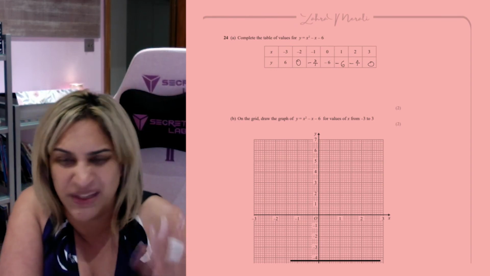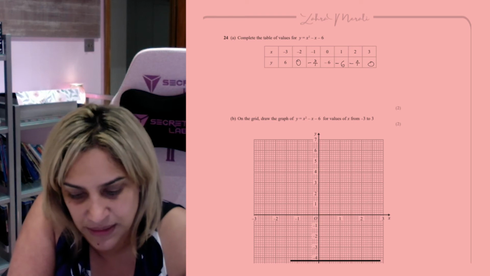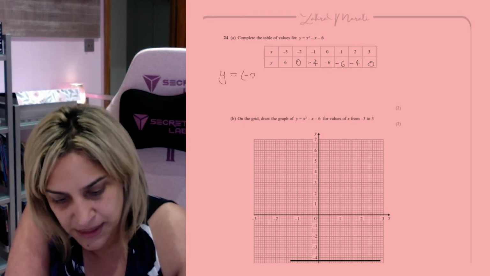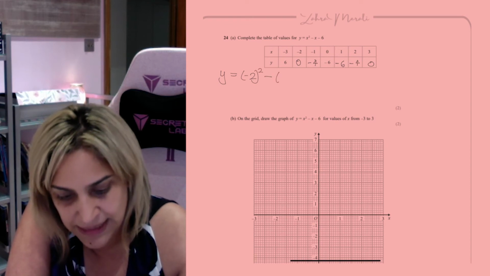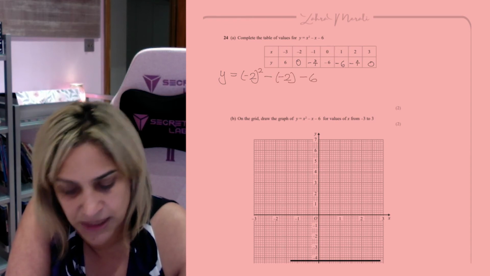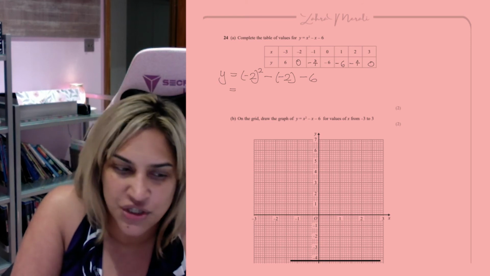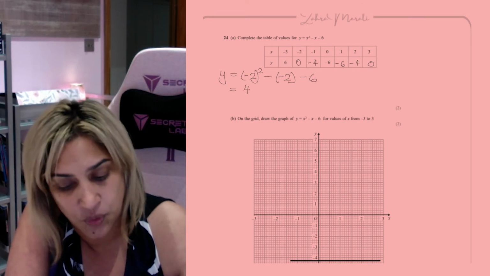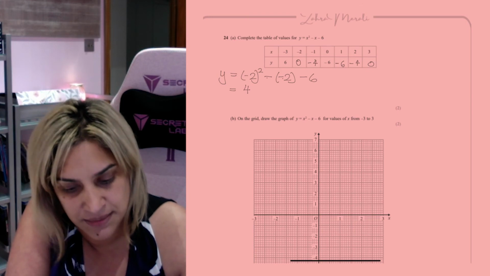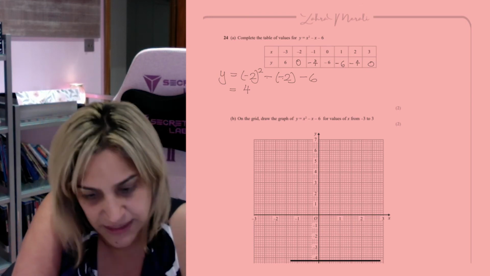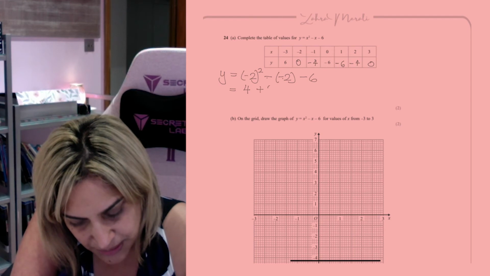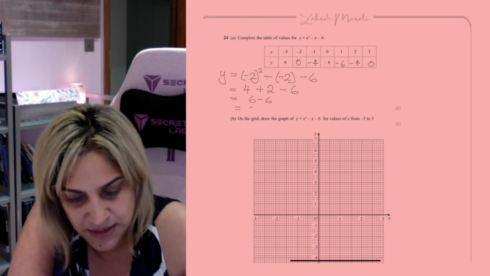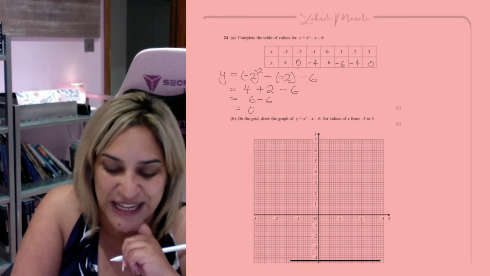So I won't do all of them, but I'll pick 1 or 2, so let's pick -2. So we're going to say -2 squared minus -2 minus 6. Now -2 squared means -2 times -2, which is 4. Minus and a minus make a plus. So we're going to get +2 minus 6. So we'll get 6 minus 6, so we get 0, which is the value we have there.